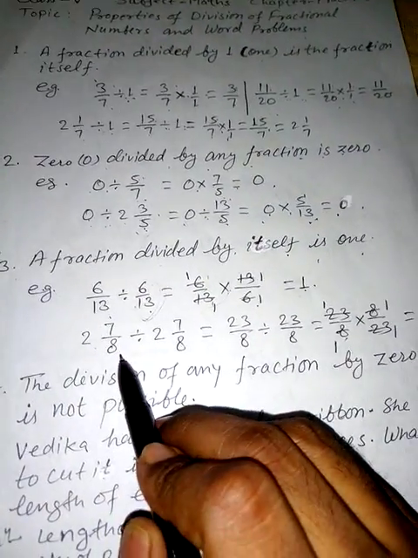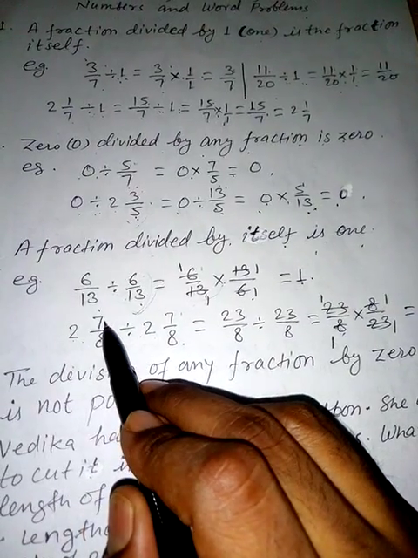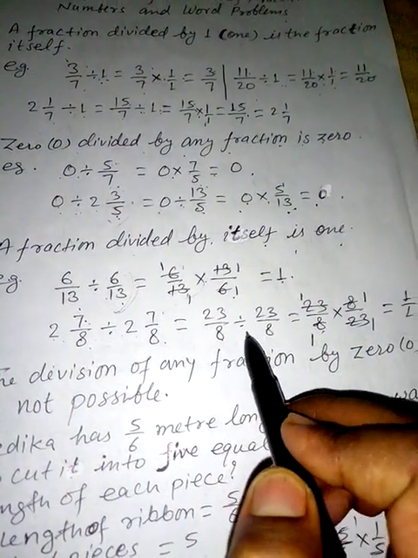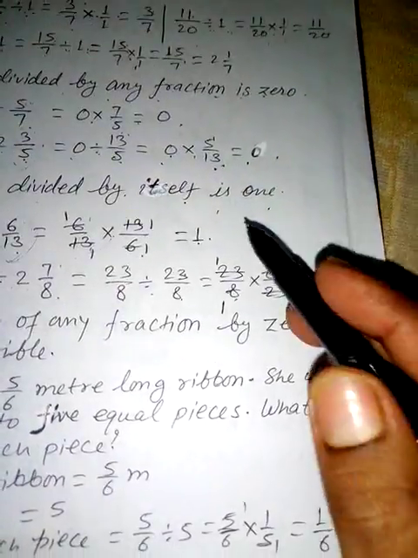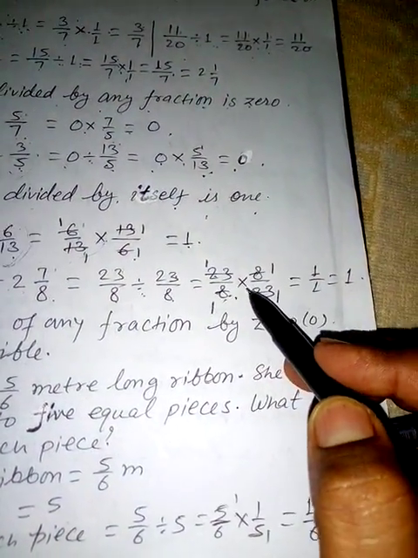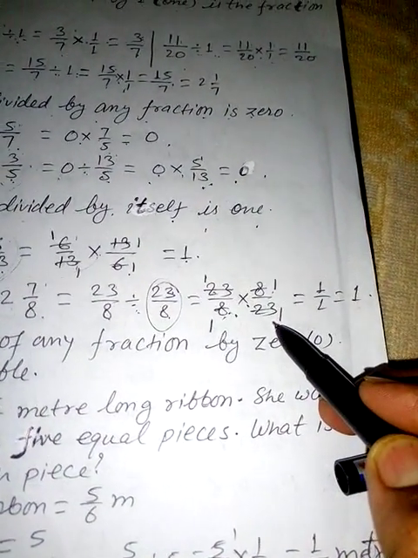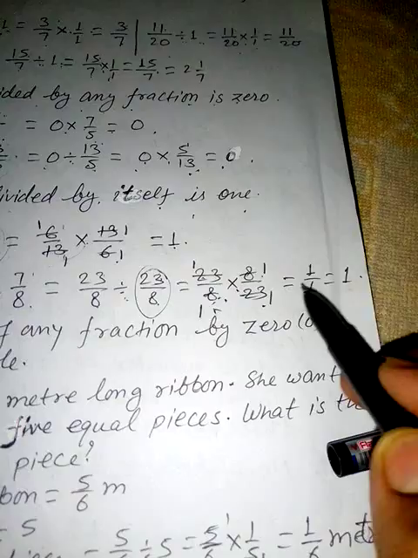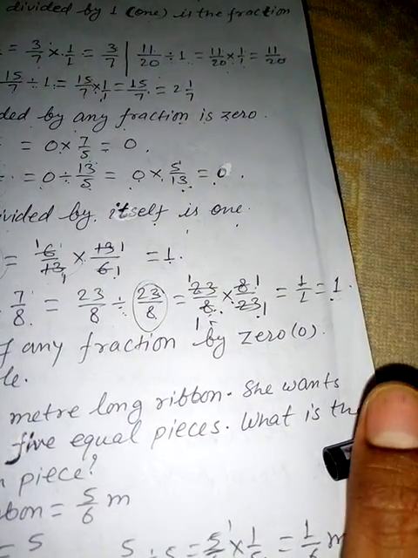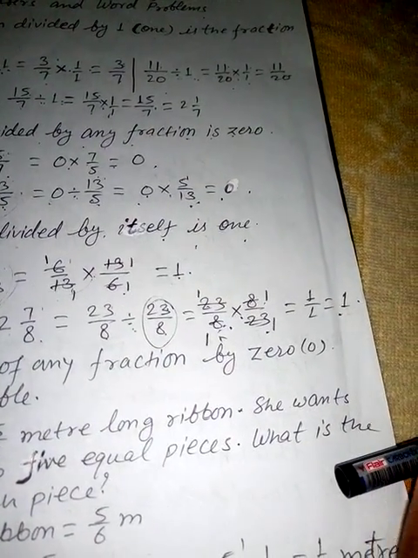2 whole 7 by 8 divided by 2 whole 7 by 8. 8 twos are 16, 16 plus 7 is 23. It's 23 by 8 divided by 23 by 8, and the division symbol changes into multiplication and we write the reciprocal of 23 by 8, that is 8 by 23. Then you will get again 1. It means any fraction divided by itself, you will get 1.